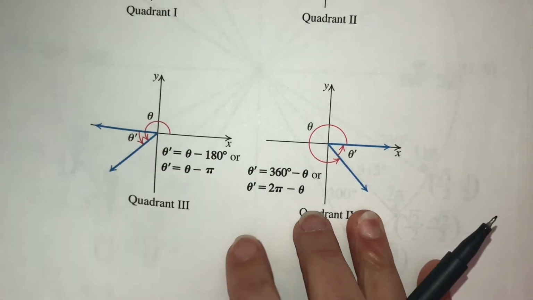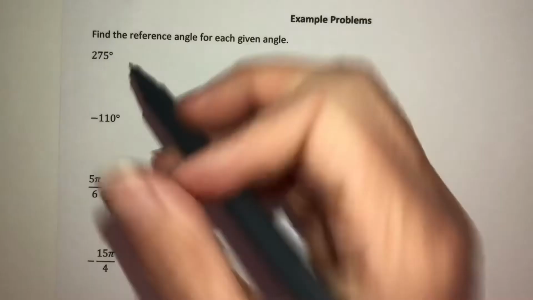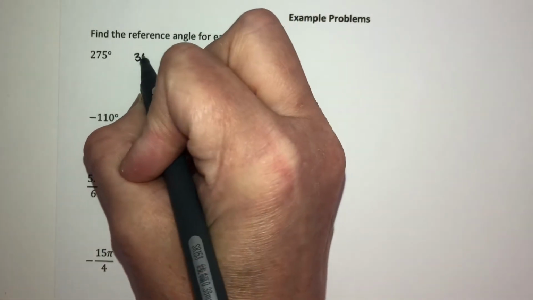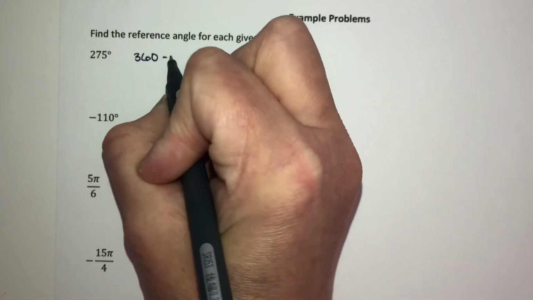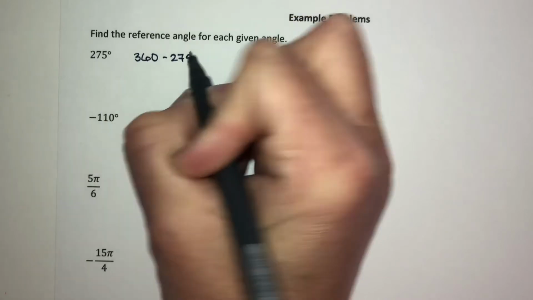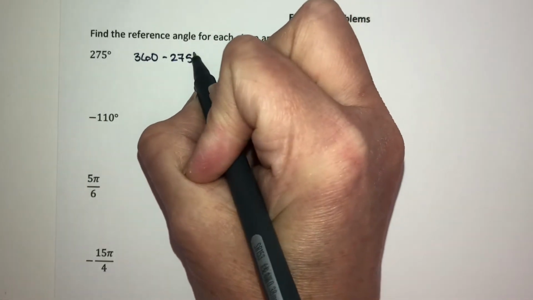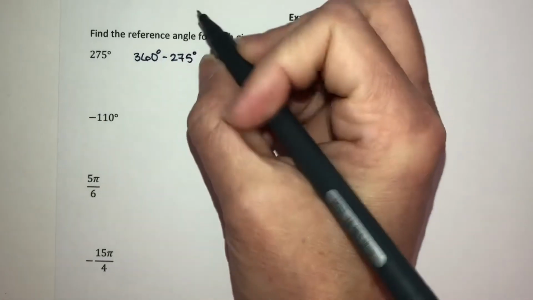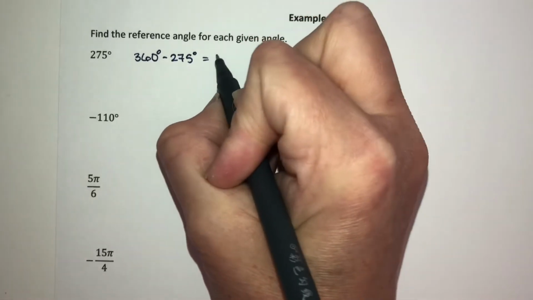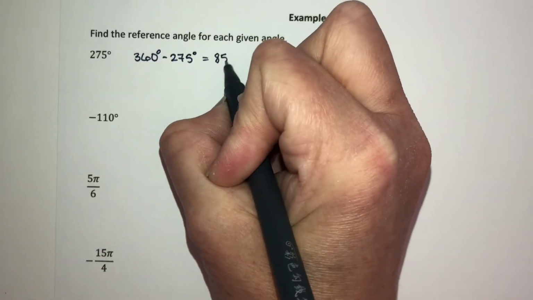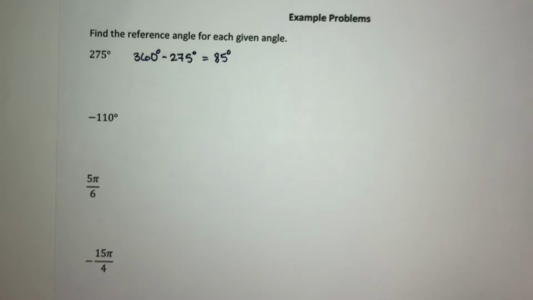So we need to do 360 minus 275 degrees, and you get that your reference angle is 85 degrees. Okay?